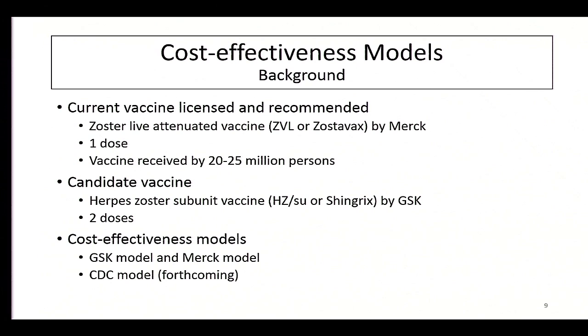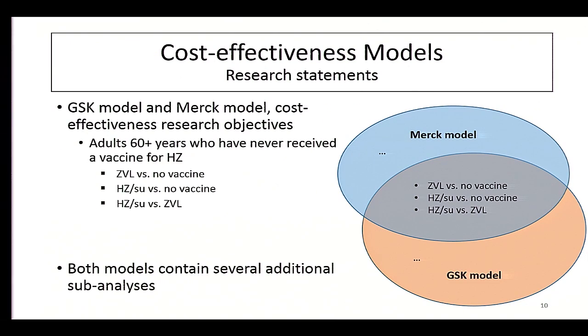So as I've said, there's two models we're talking about today, the GSK model and the Merck model, and then the CDC model is forthcoming. So the research questions that were focused on in this presentation from the GSK model and Merck model are as follows. Looking at adults 60 years old and older who've never received a vaccine for herpes zoster, what is the cost effectiveness of the live vaccine versus no vaccine, the subunit vaccine versus no vaccine, and then the subunit vaccine versus the live vaccine.